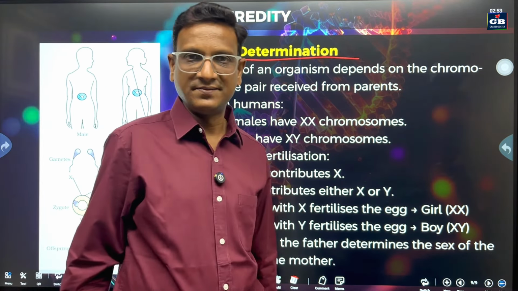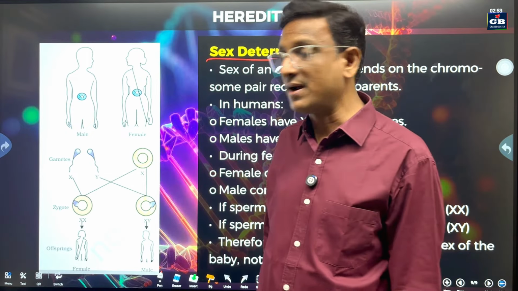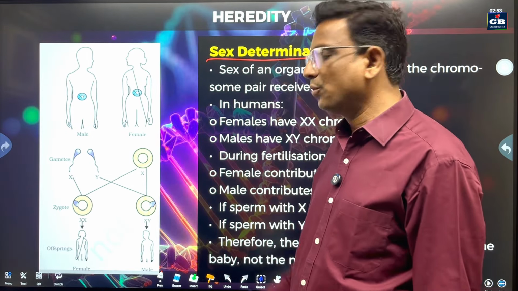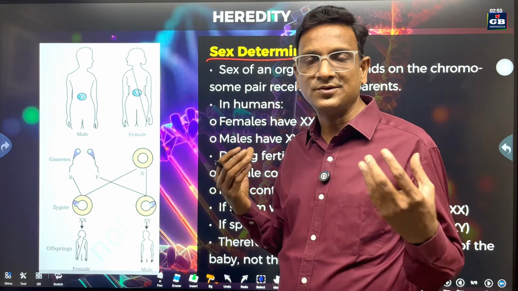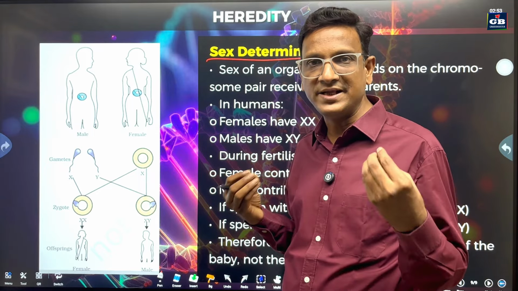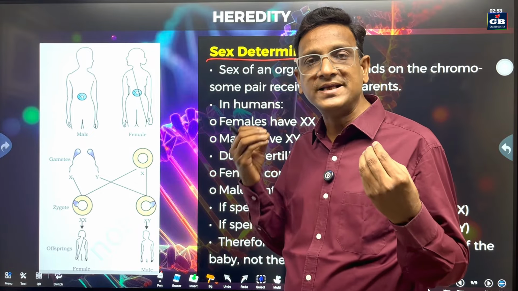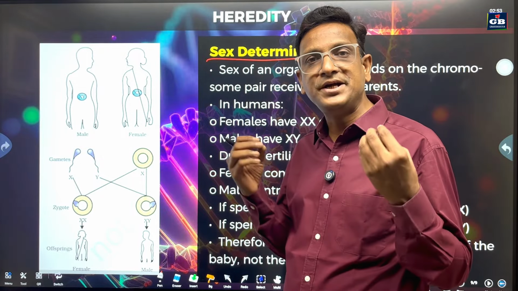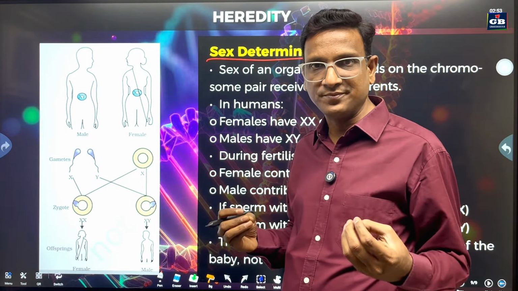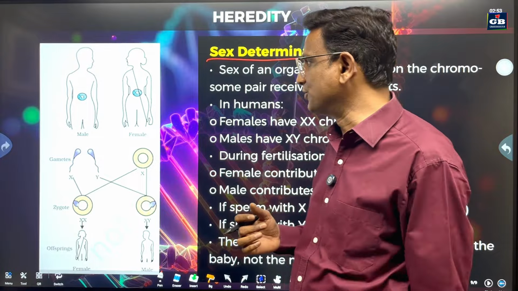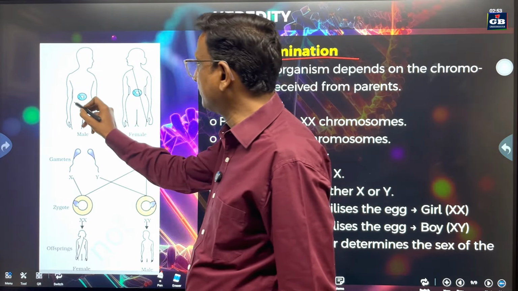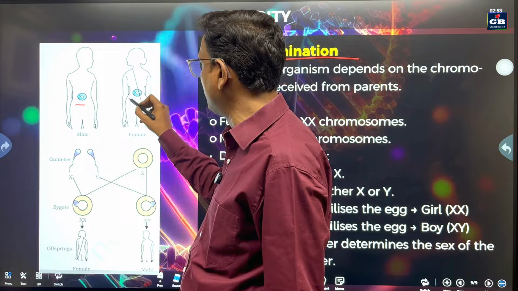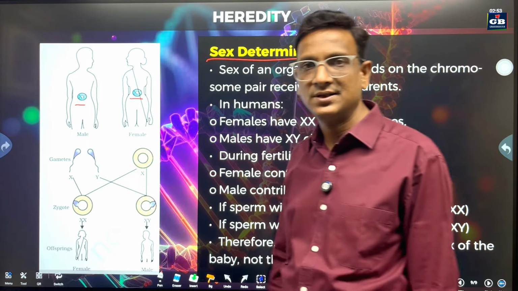In humans, the sex is determined by the sex chromosomes. We know that we have 46 chromosomes in each cell. That means 23 pairs. Out of these 23 pairs, 22 pairs are autosomes. One pair is the sex chromosome. In males, we have XY sex chromosomes. In females, we have XX sex chromosomes.